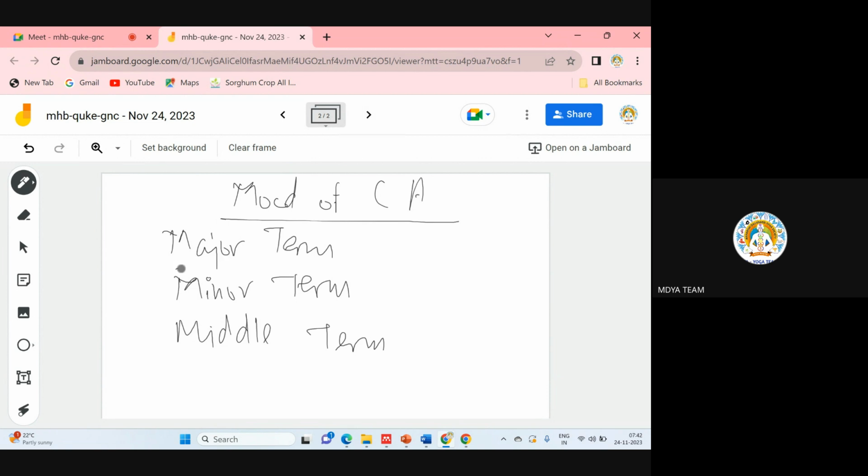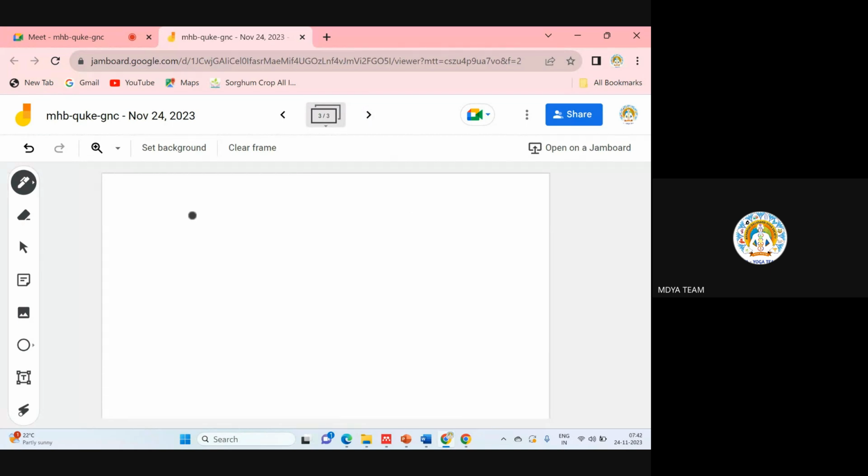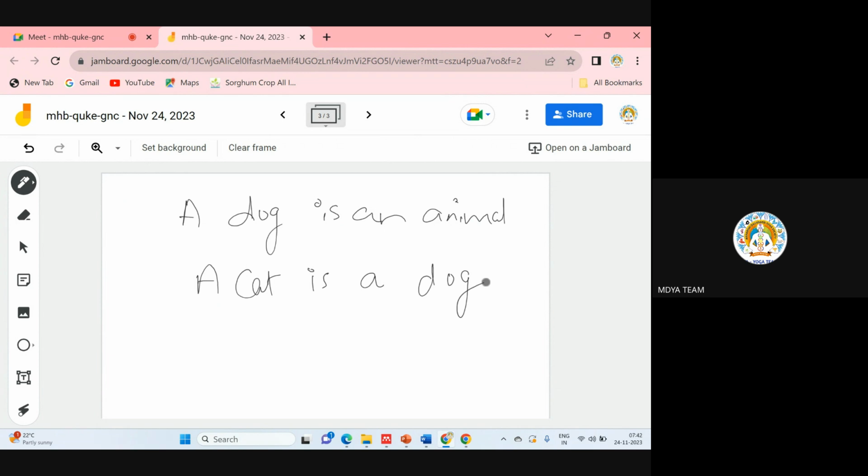Okay, so what is major term, what is minor term, what is middle term? Let's take an example of an original categorical syllogism. As I already told you, it should have three statements. First two are premises, next one is your conclusion. So a dog is an animal, a cat is a dog, so a cat is an animal.